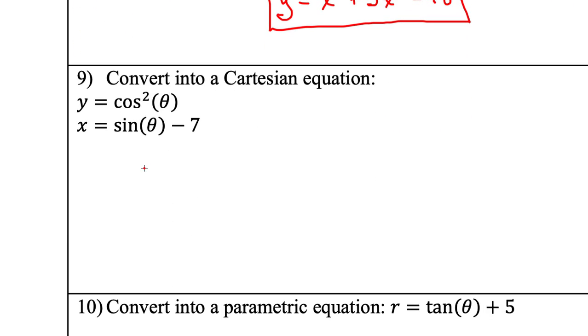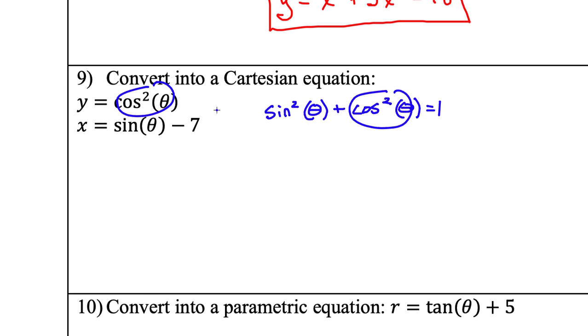Number 9, convert to a Cartesian equation. Again, whenever I have anything that has sines and cosines in it, you need to use what's called the Pythagorean identity. The Pythagorean identity says this: sine squared of theta plus cosine squared of theta is equal to 1. So I need to find these things. So cosine squared of theta, oh, there it is, that's y. So I'm going to come down here and say, that's y. That's equal to 1, and plus, now I need to figure out what is sine squared of theta. Well, I have a sine of theta, so I'm going to somehow convert this into a sine squared of theta.